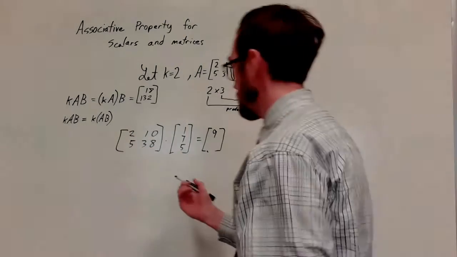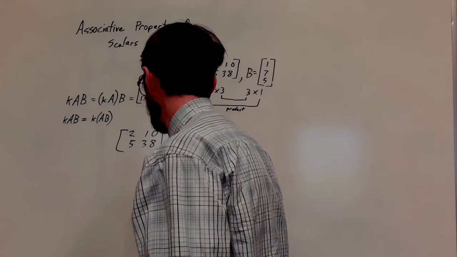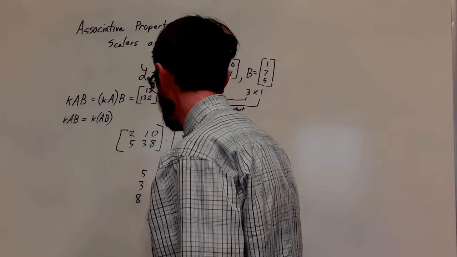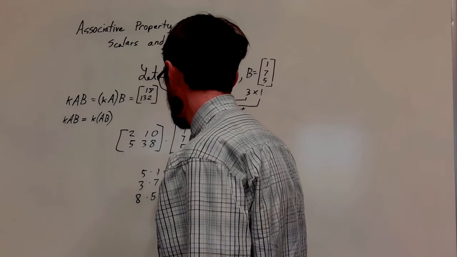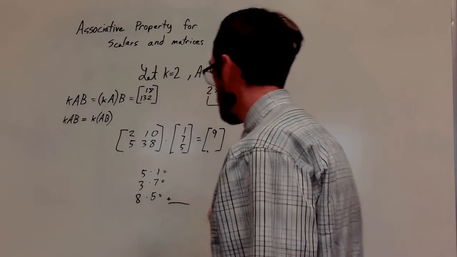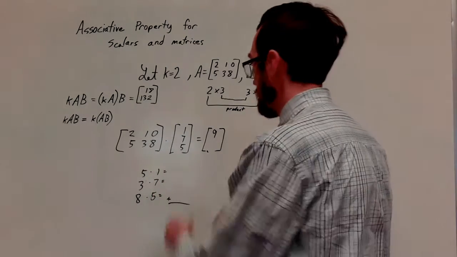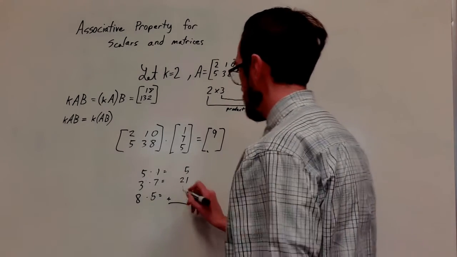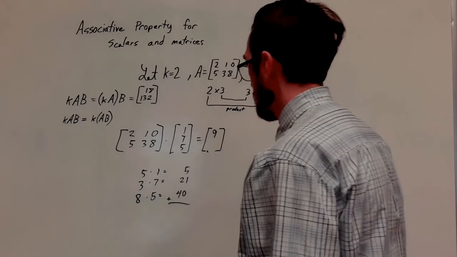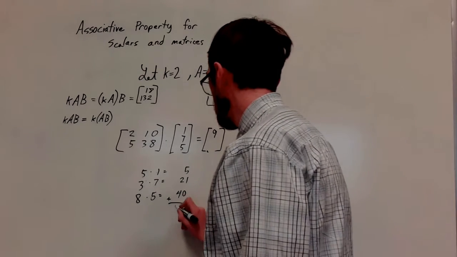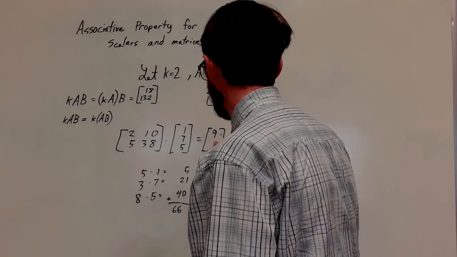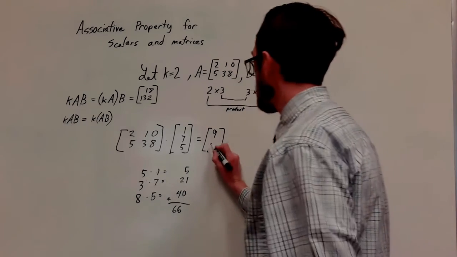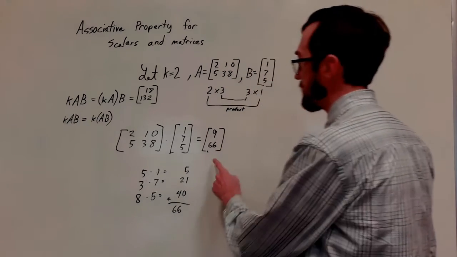Taking our second row and setting it upright, I'm going to multiply it by this column. And then we are adding those products. 5 times 1 is 5, 7 times 3 is 21, 8 times 5 is 40. And then we will add these together. I will have 66 as my entry in this matrix here.